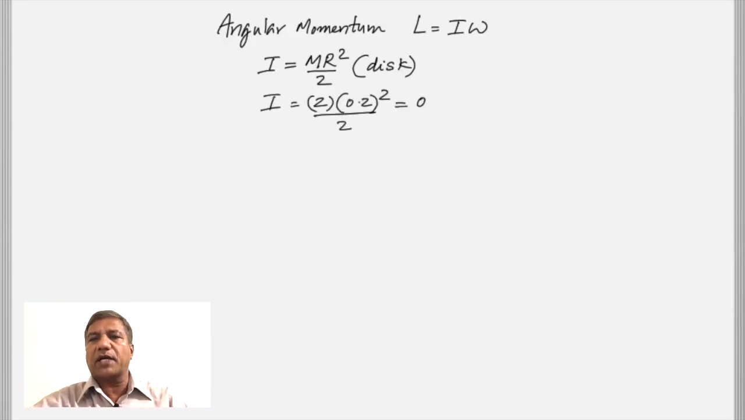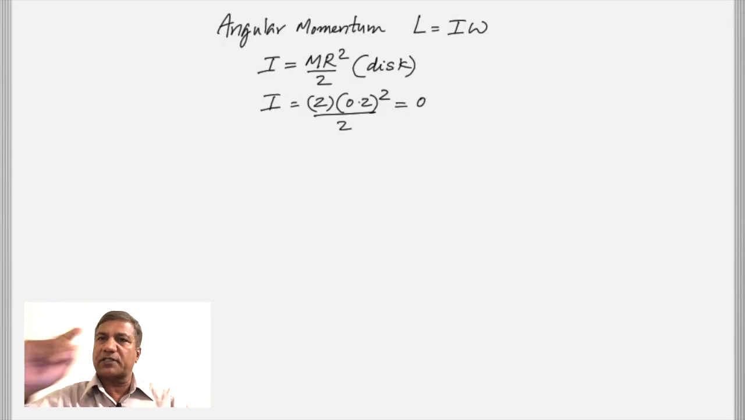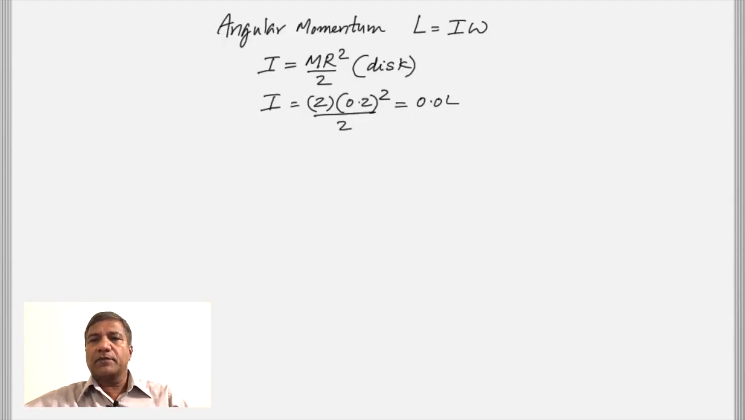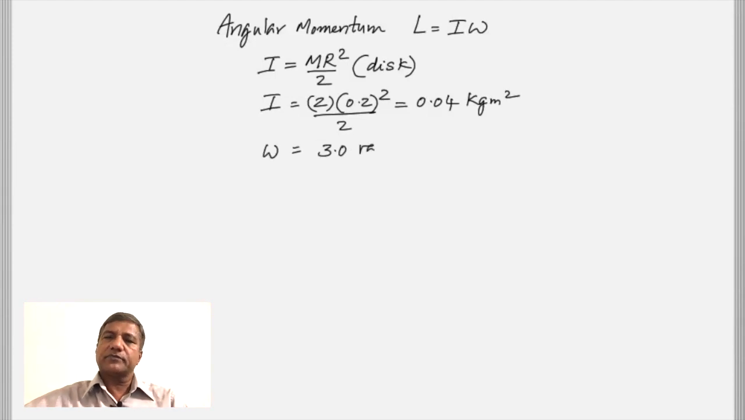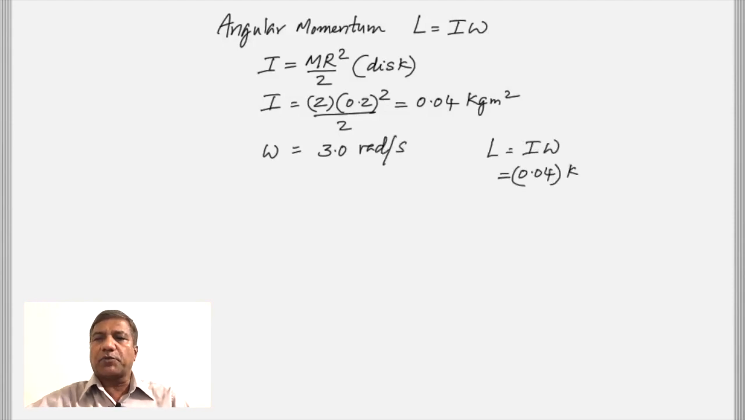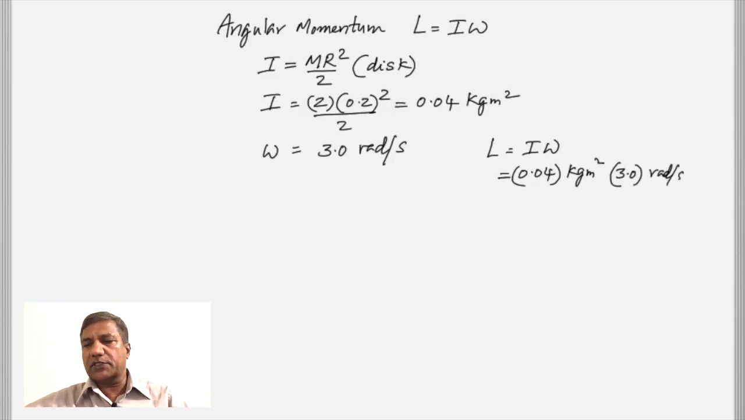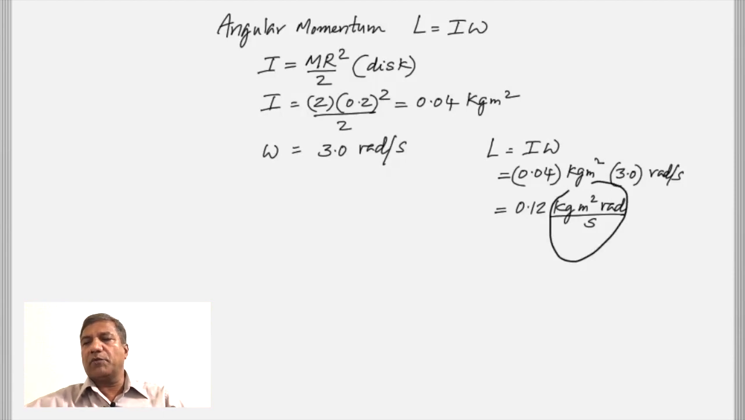So I'm just assuming that the mass is 2 kilograms and the radius is 0.2 meters, and I'm calculating the rotational inertia, which happens to be 0.04 kilogram meter squared. So once you get the rotational inertia, and if you're given the angular velocity, we can find the angular momentum. So assume that the angular velocity is given as 3.0 radians per second. The angular momentum is now the product of these two quantities, which happens to be 0.12 kilogram meter squared radian per second. That's a big unit for angular momentum.